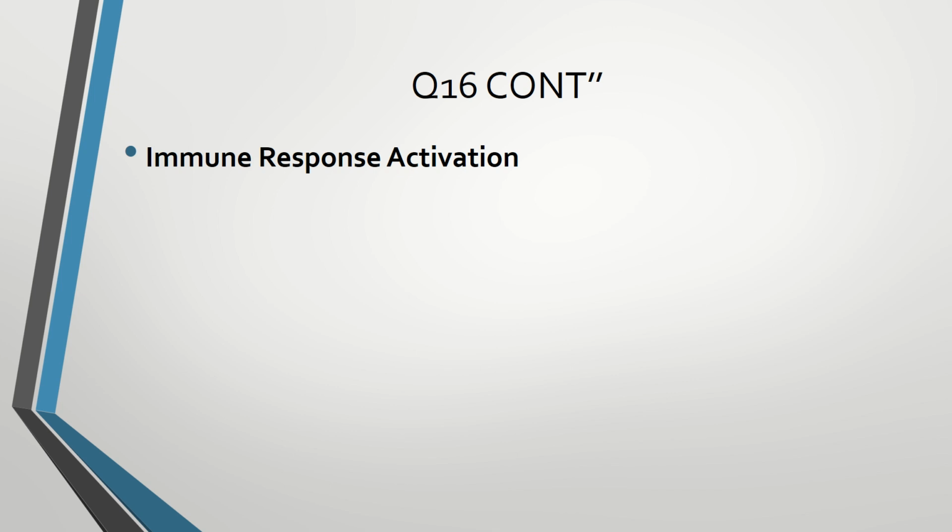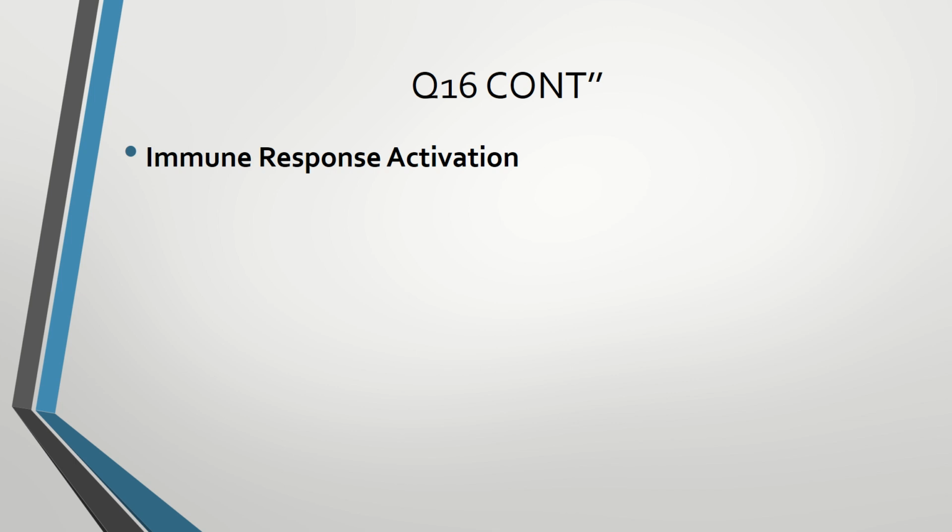These are the factors that contribute to vaccine effectiveness. Firstly is the immune response activation. Here, in the immune response activation, we deal with the production of antibodies. After exposure to the antigen, the body starts producing antibodies by B cells. B cells start producing antibodies.